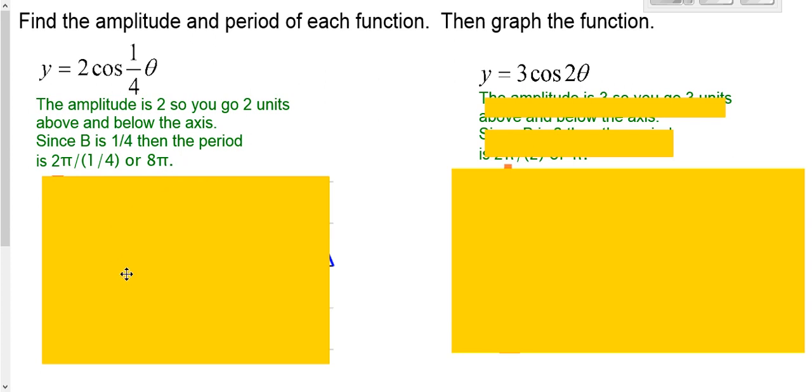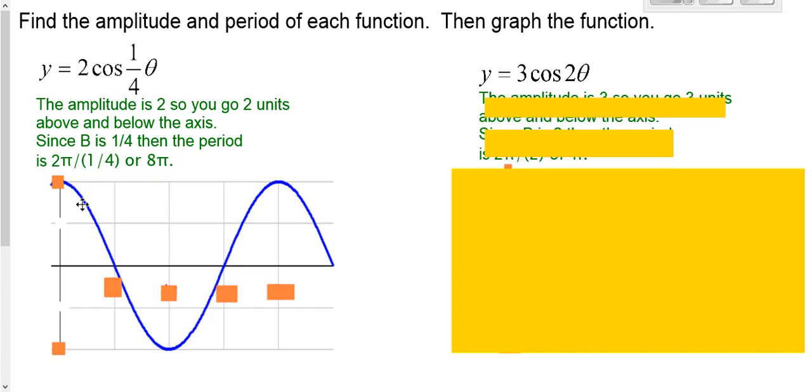Draw your xy axes, draw in your basic cosine graph without any tick marks. Remember, cosine starts out at the top and then comes back down. It starts here, comes back down, comes back up. Now we're going to put in our tick marks. It tops out at our amplitude, which is 2, bottoms out at the opposite of our amplitude, which is negative 2. So you should mark this as 2, mark this as negative 2.